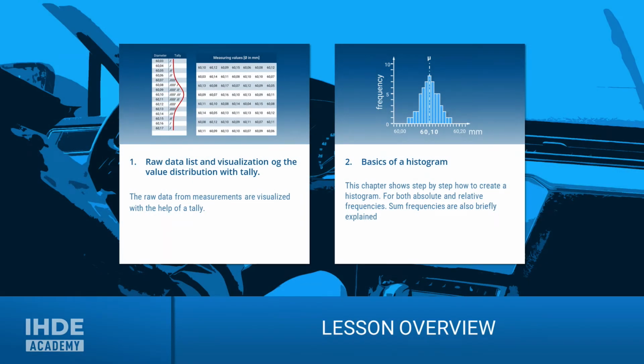This lesson is divided into two chapters. In the first chapter, we talk about the data collection, data preparation, and the first visualization by a tally. In the second chapter, we then create the histogram belonging to this data. This for both relative and absolute frequencies.